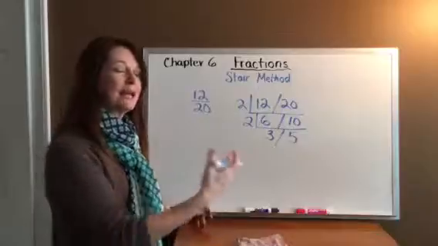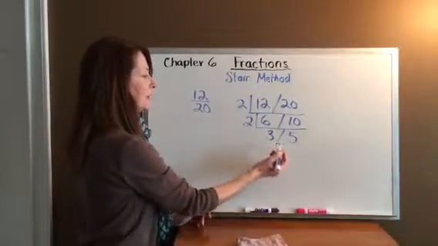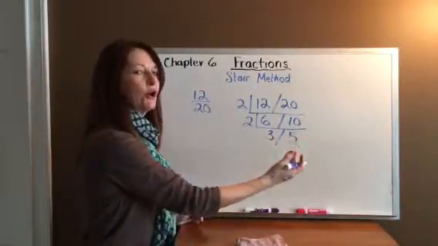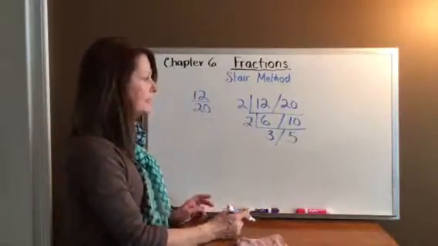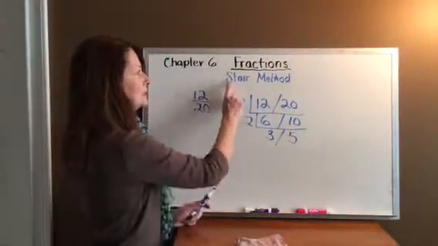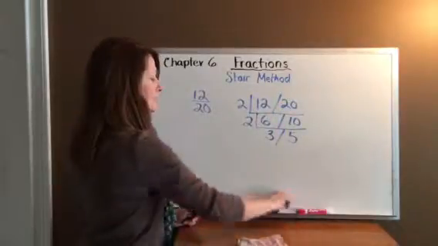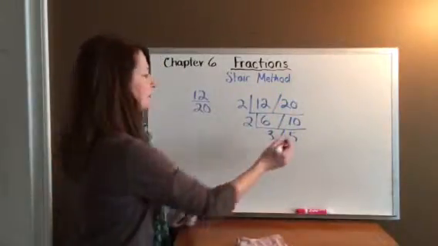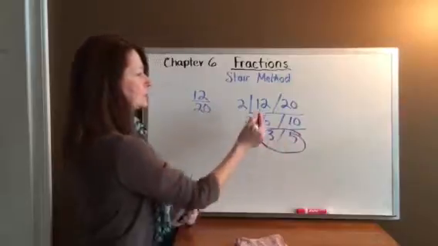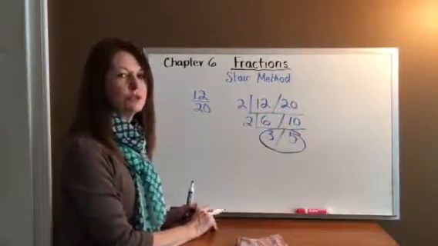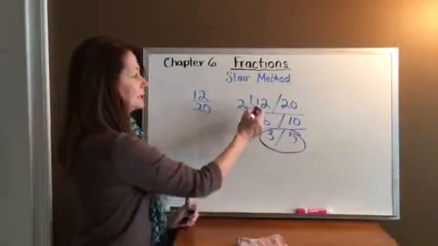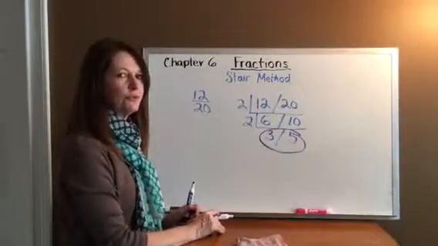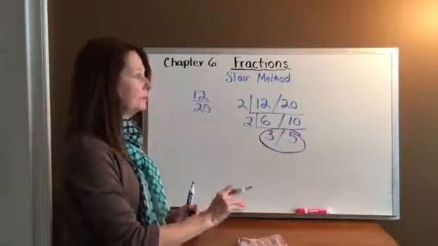Again, we ask ourselves, can I do it again? Is there another number that would go into 3 and also go into 5? Well, in this case, no, there's not. So what this tells us, using this stair method, is that 3/5 is 12 20ths in reduced form. Pretty cool. 3/5 is 12 20ths in reduced form. It's in simplest form, reduced form.